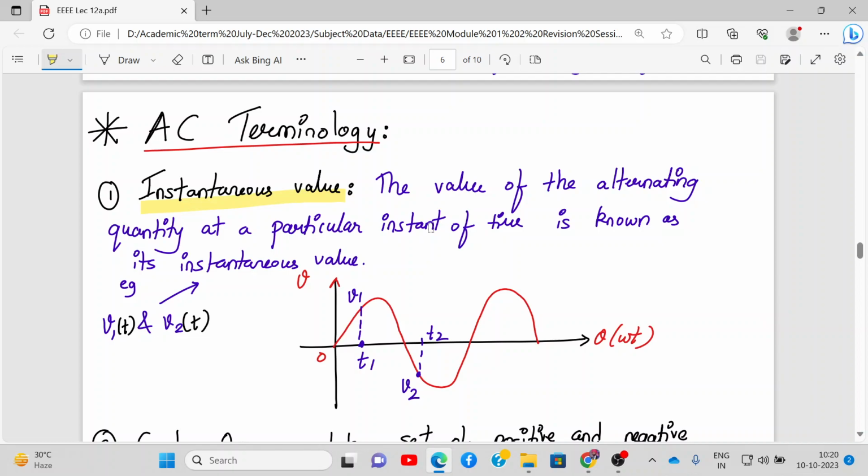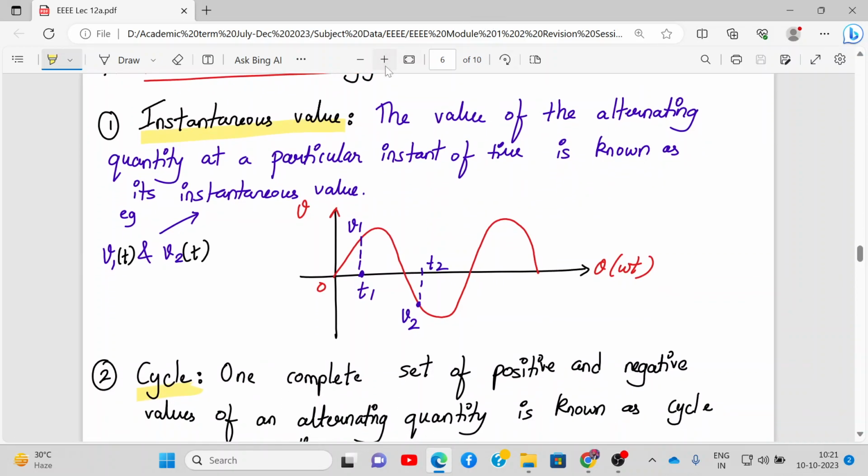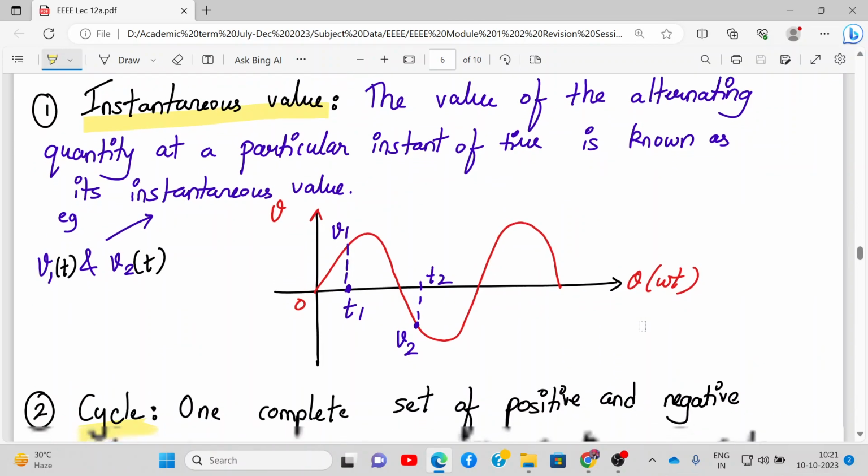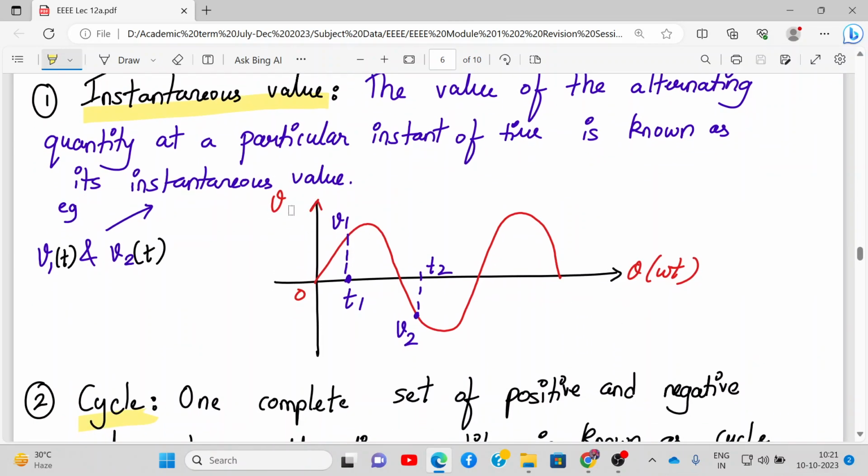Since we are dealing with AC voltages, there will be a lot of new terminologies associated with AC waveforms. First is instantaneous value. The value of the alternating quantity at a particular instant of time is called its instantaneous value. In this diagram, we have a sinusoidal voltage where the y-axis is the instantaneous value of the voltage, and the x-axis is theta or omega t. At t1, what's my value v1? At t2, what is my value v2? So v1 at t1 and v2 at t2 are my instantaneous values.